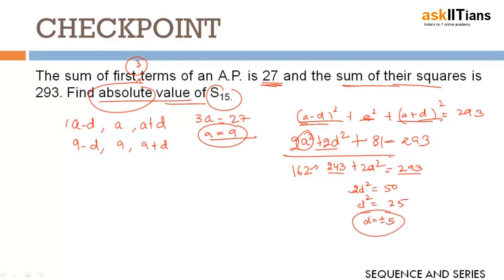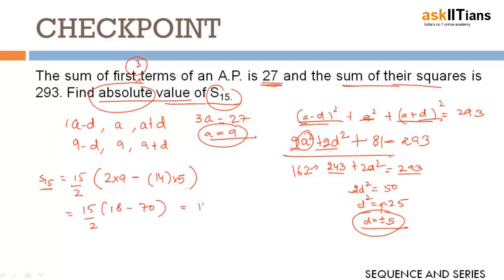So now although your a is 9, you are getting two values of d, so we will solve for both cases basically. First we will take plus 5. So if you write S15, if you remember the formula, it was n by 2, so n is 15 here. So 15 by 2, what was that? 2a. Now here the last term is not given, so we will take 2 into a, which is 9. This will be plus n minus 1 into d. So n minus 1, n is 15, so 14. And what is the d? First we are taking 5. So this will be 15 by 2 into 18 plus 70. So 15 into 44. Remember, a negative sign is here.